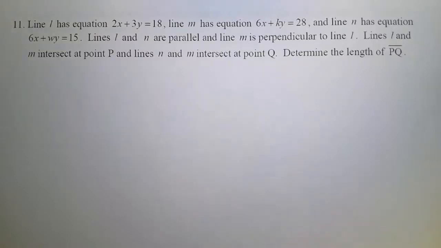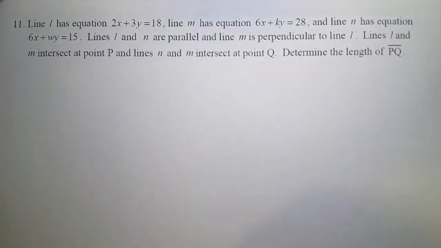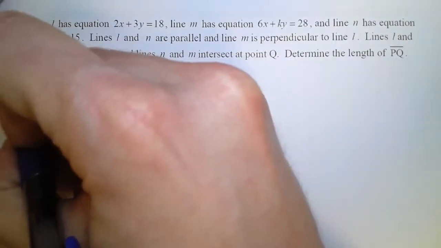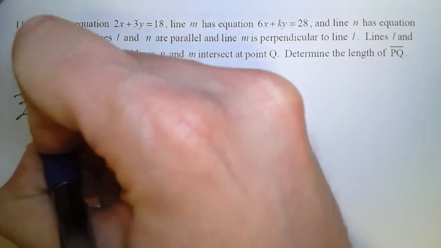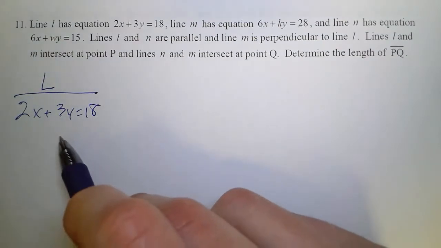So in this problem, we have three lines. We have line L that has this equation, 2x plus 3y equals 18. So I'm going to first write it out as they write it in standard form, 2x plus 3y equals 18. But then what I'm going to do is write this in slope-intercept form.